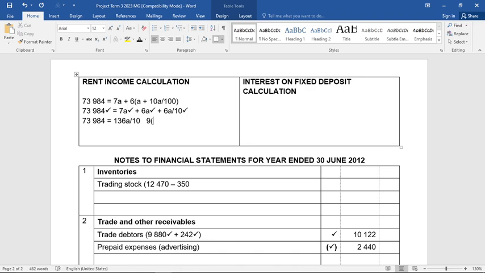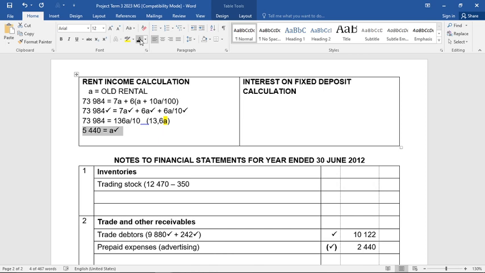Or another way you could see it would be 13,6A. Now, solving for A, remember A is a variable that we gave for the old rental amount, right? We would need to divide 73,984 by the 13,6. You could see it that way. Ultimately, it's going to leave us with A being 5440, the old rental amount.